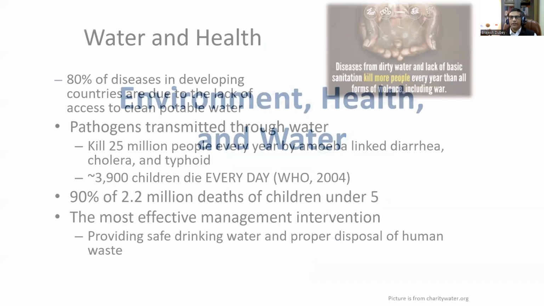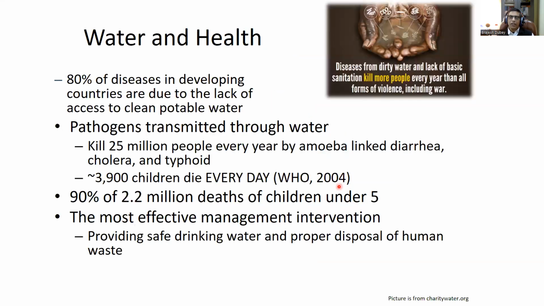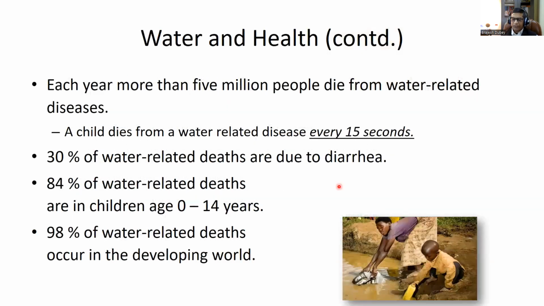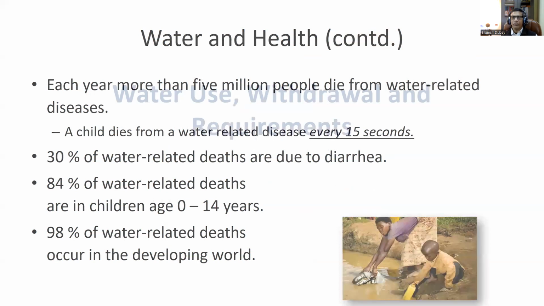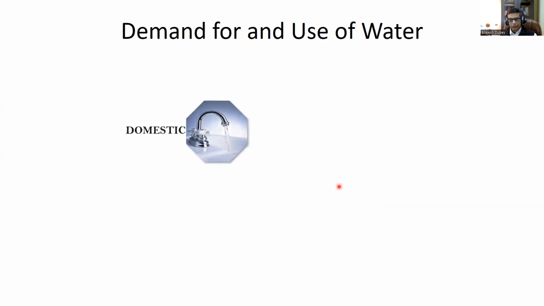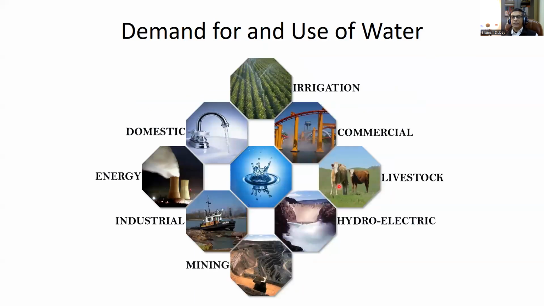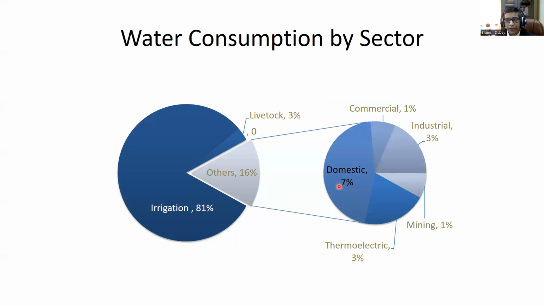So in terms of water, not having proper water is a big problem, health-wise. Many people, including kids, are dying. I'm going a bit faster so that you can always go back to these slides, which are available to you. We are using a lot of water from different sectors, like domestic, irrigation, commercial, livestock, hydroelectric. And at the same time, our groundwater resources are going down.